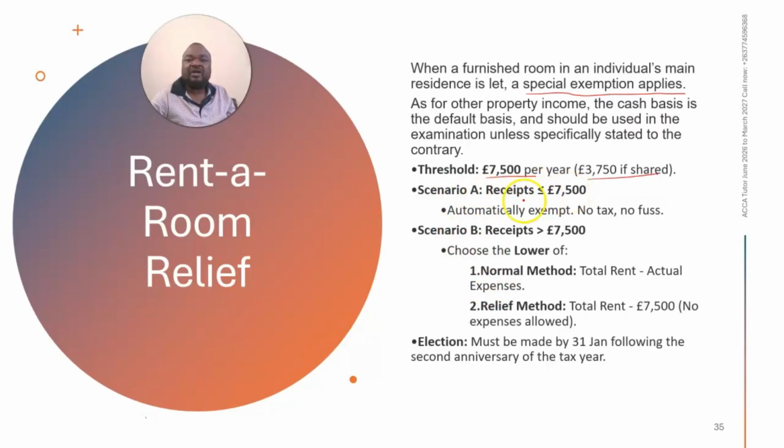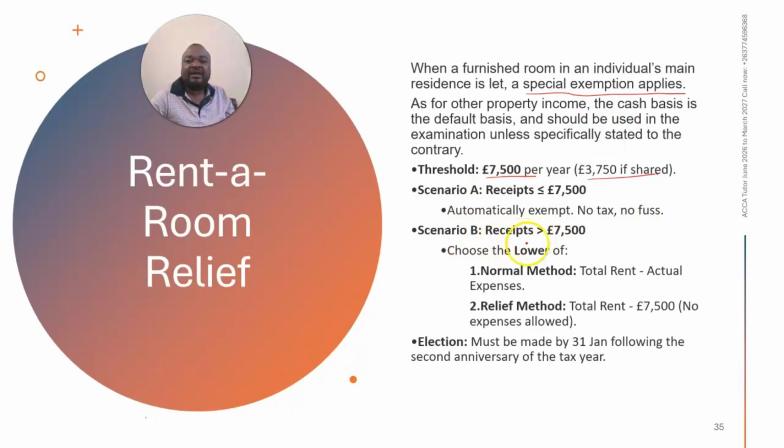Scenario A. In this scenario, the receipts are less than 7,500. So if you are entitled to rental income that is less than 7,500, automatically that income is tax exempt. No fuss there. The rent is tax exempt.